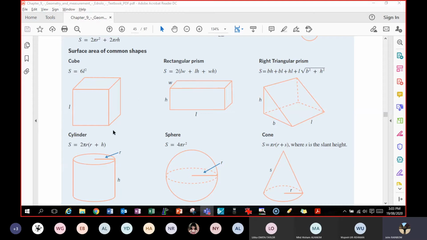Literally, length times length would give you one area. But there are 6 sides to a cube, so that's why it's 6 times L squared. For a cuboid, if you go length times height, you've got 2 of those: the front face and the back face, where you can't see. Then you've got height by width, which would be this face, and you've also got this face here, so you've got 2 of those. Then you've got 2 of length by width, which would be the top and the bottom.